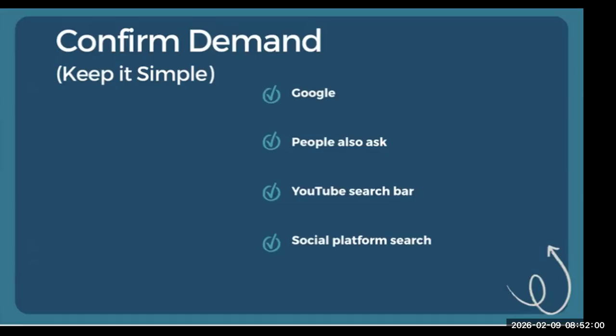And I'll show you. We're going to look in Google, within Google. There's two places. Google will have one way to look, and then there's also another place in Google, which is called People Also Ask. We're going to check the YouTube bar. We're going to check a social media platform. And if we have time, we'll do all four.